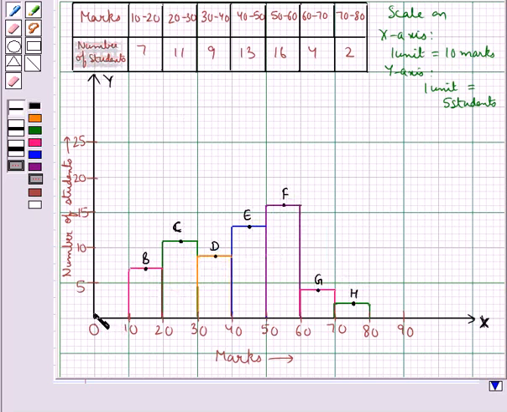Now we take the interval 0 to 10 before the interval 10 to 20 as the interval with zero frequency. Let's mark the midpoint of this interval as A. We also take the midpoint of the interval 80 to 90, the interval after the interval 70 to 80, which has zero frequency. We take its midpoint as I. Now we join these points A, B, C, D, E, F, G, H, I by line segments. On joining these points, we get this, and this is the frequency polygon. That is, we say the figure A, B, C, D, E, F, G, H, I is the frequency polygon.